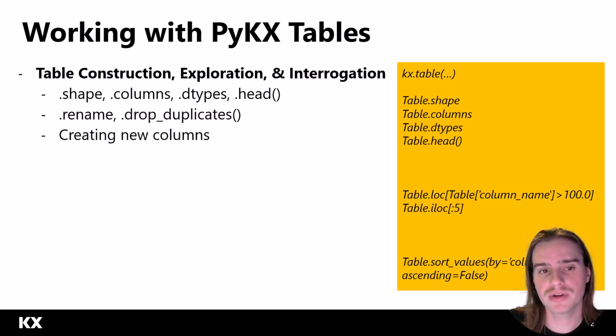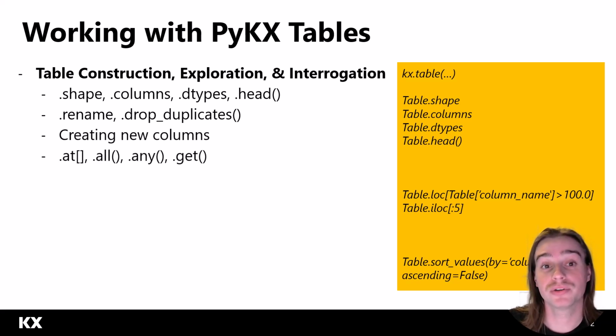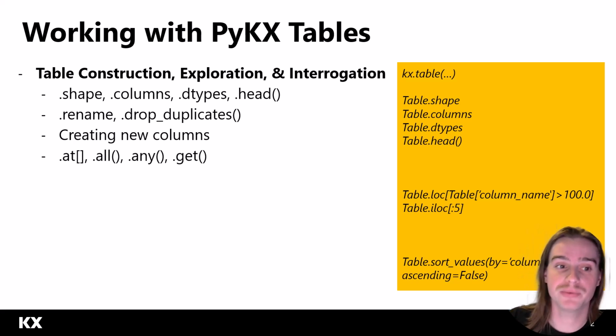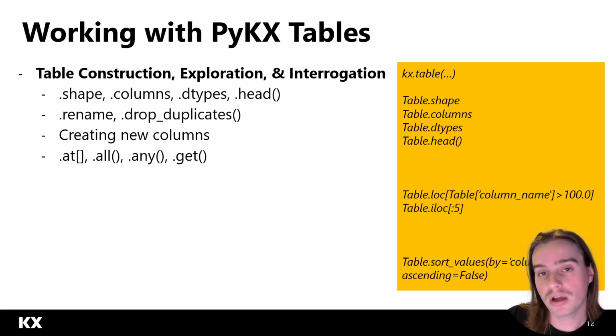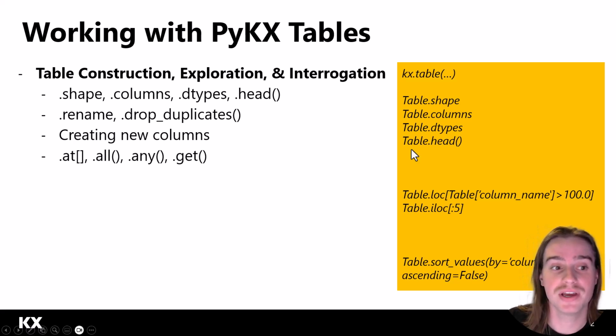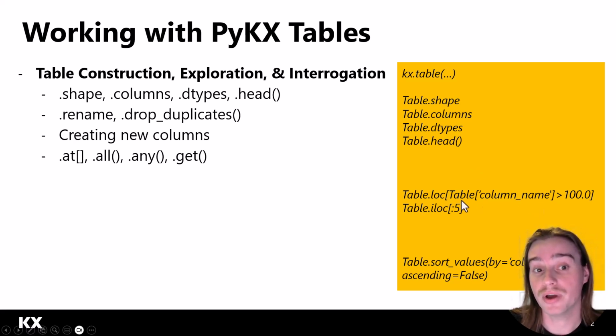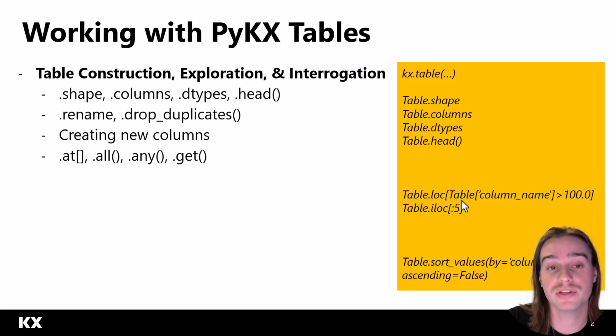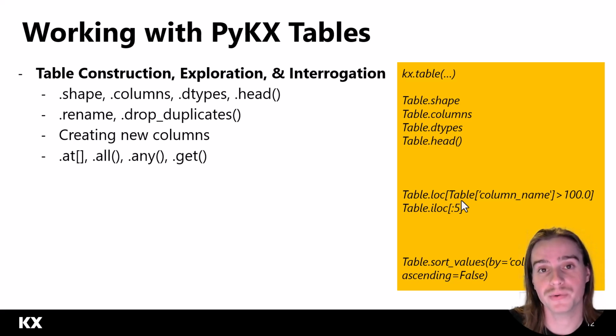We'll learn how to create a new column, and then we will learn how to do some interrogation upon our table to understand are all of the values truthy within our table, and to actually get access to certain rows and columns in our table that we're interested in. So we can use .at and .get to go ahead and find specific values of interest in our PyKX table.